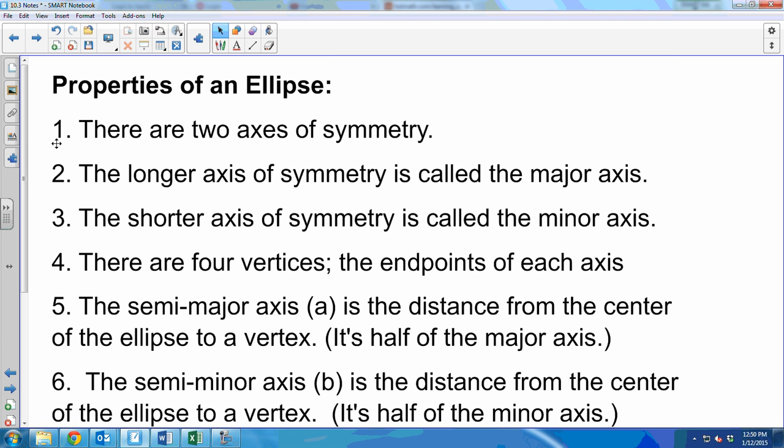The longer axis of symmetry is called the major axis. Shocking. We'll look at some pictures, but the longer one, like if it looks like it's a horizontal oval, the longer one's horizontal. If it's like a vertical oval, then it's vertical. The shorter axis of symmetry is called the minor axis. Crazy how that works. So you have the major and the minor axis. I mean, this vocabulary, it's crazy.